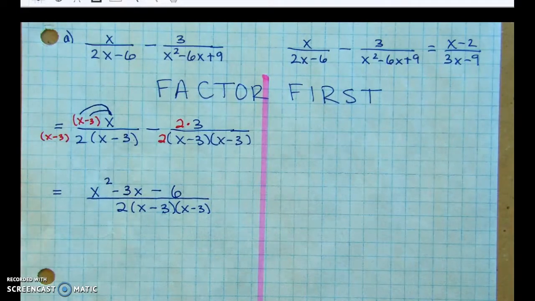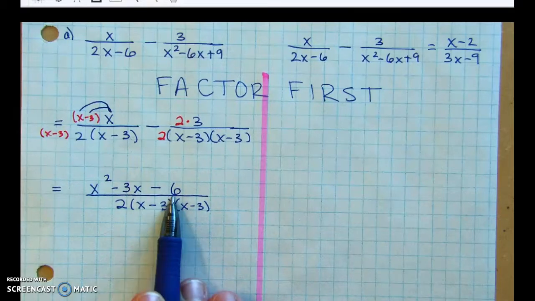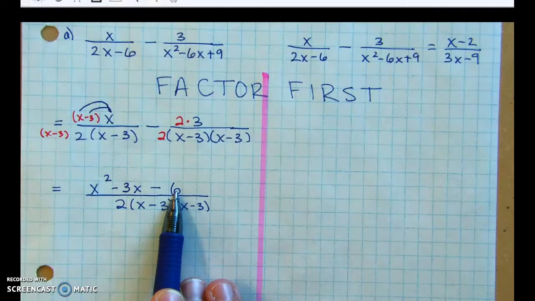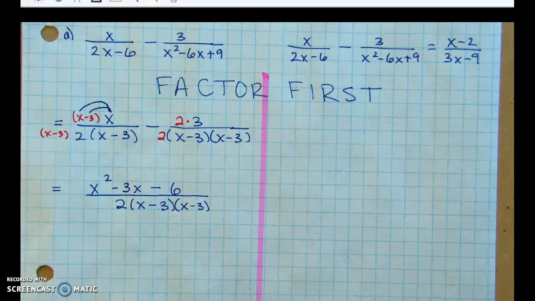Now, this smells like I can factor it, but what do you think? Do you think we can find numbers that multiply to 6 but add to 3? No. So actually we're done, okay? Because that can't be factored.